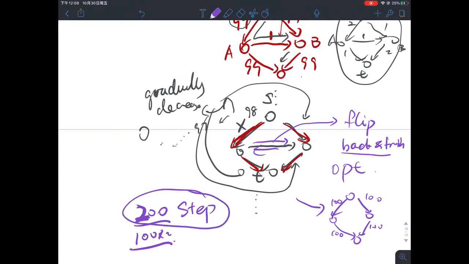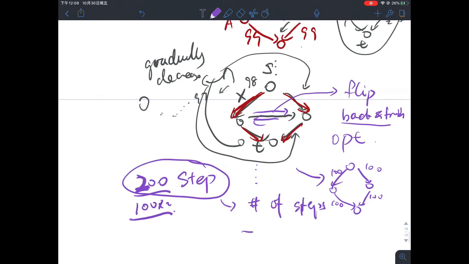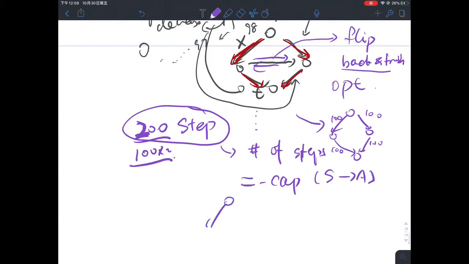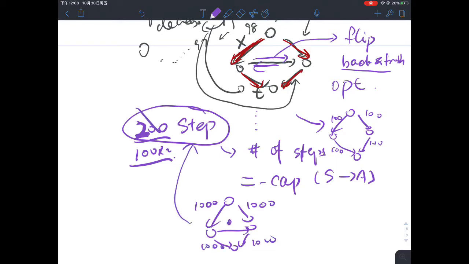So basically, in general, the number of steps here is really just going to be the same as the capacity of the S20a, right? So it's going to be this. If I somehow get another graph so that the capacity here is 1,000, 1,000, 1,000, and 1,000, and this is also 1, then this number is changed from 200 to 2,000, right? So basically the solution is very sensitive to the largest capacity, right?